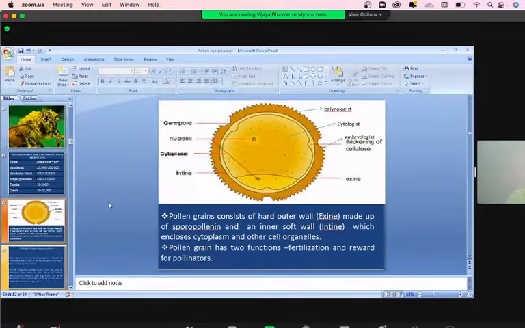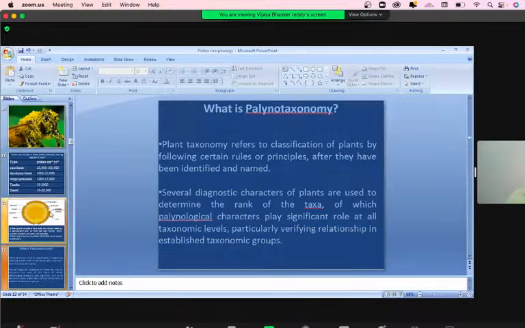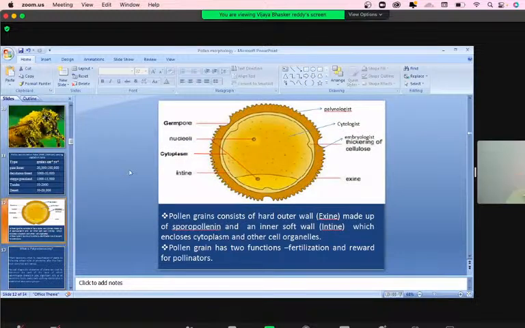So this can be done by using the acetolysis technique. That acetolysis technique is nothing but where we add 9 parts of acetic anhydride and 1 part of concentrated sulfuric acid. That mixture is called the acetolysis mixture. Once you add that mixture and put it in a water bath for 5 to 10 minutes, it digests all the inner contents, and the color of the exine turns to golden brown. So that is the optimum color.